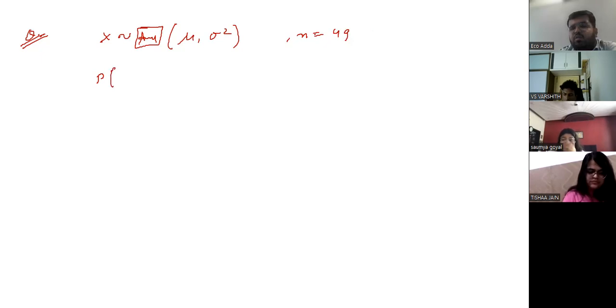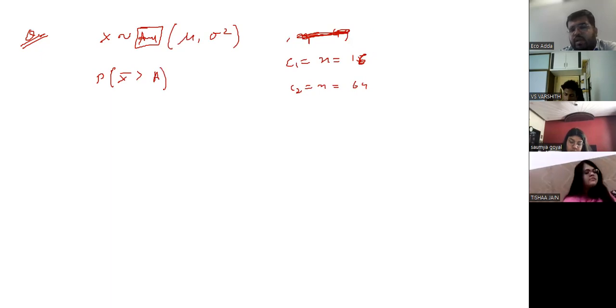I'm taking two cases. In case 1, n is equal to 15 or 16, and in case 2, n is equal to, let's say, 64. So what is the probability that x bar is more than some specific value, which is a?